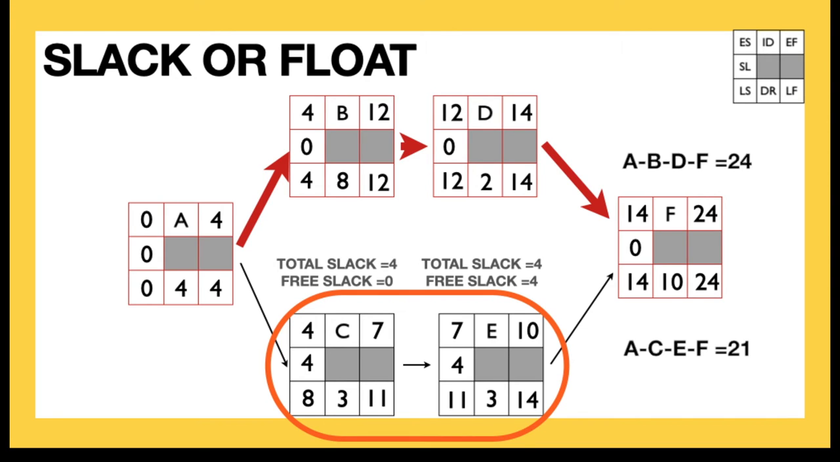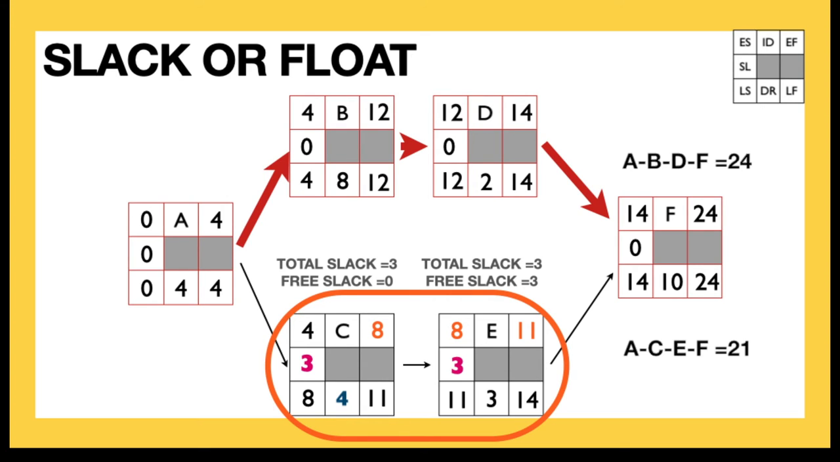So if you think about it, if C were to take 4 days instead of 3, this would affect not only the early finish of C, but also the early start and early finish of E. It would also reduce the amount of slack on E as well as C by a day. So in this case, the total slack for both C and E will be the same. It will be 3 days. The free slack of C is still 0, and the free slack of E, however, is now 3 days. There are 3 days that E could be delayed before it affected F.